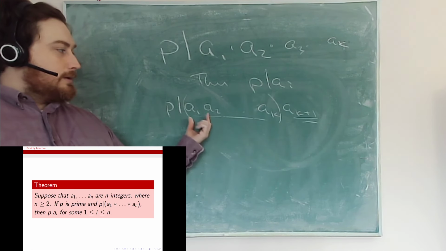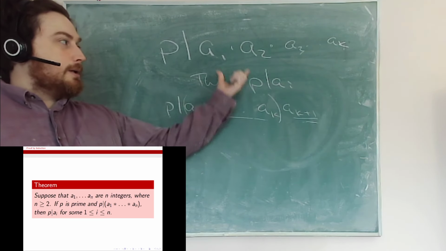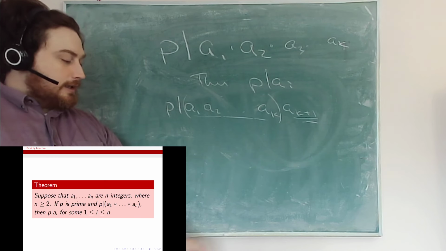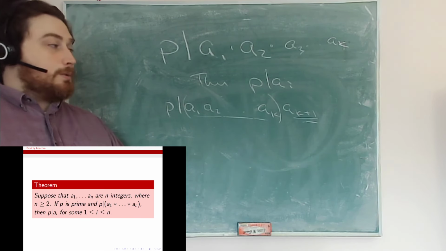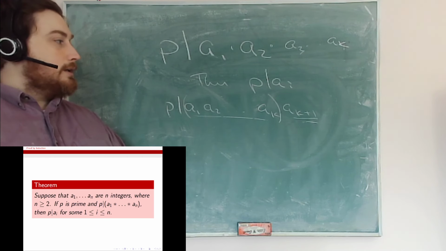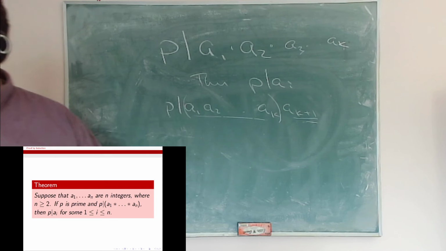So, P either divides this or this. If it's this, then we're good. If it's this, then we're good by the induction hypothesis. And so I really like this proof because it shows that the base case can actually be much more complicated than the general case. And so once we have the base case, this one falls out pretty quickly.